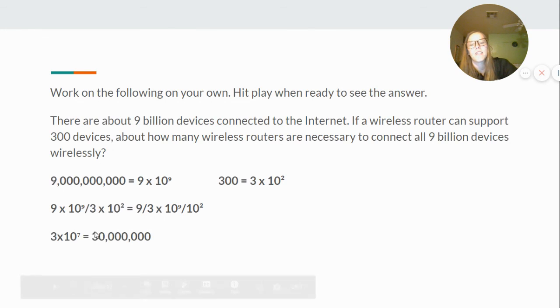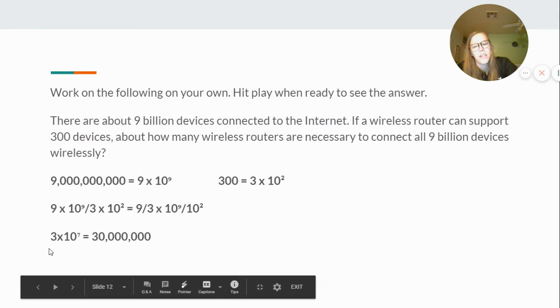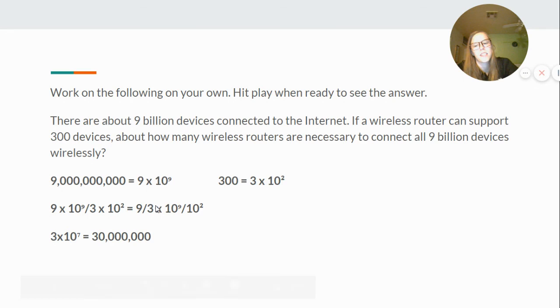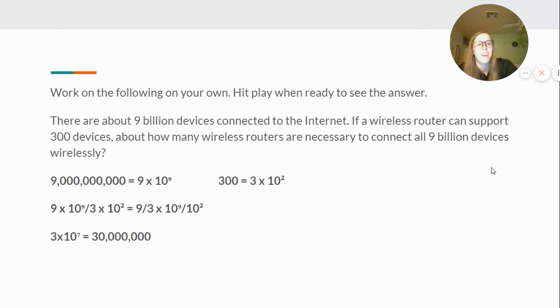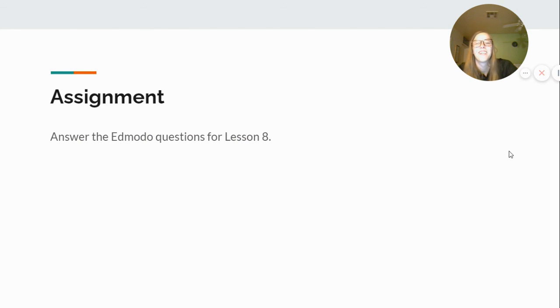9 times 10 to the 9th divided by 3 times 10 to the second. 9 divided by 3 is 3. 10 to the 9th divided by 10 to the second gives us 10 to the 7th. So it requires about 30 million wireless routers to connect all 9 billion devices to the internet. That's a lot of Wi-Fi routers.